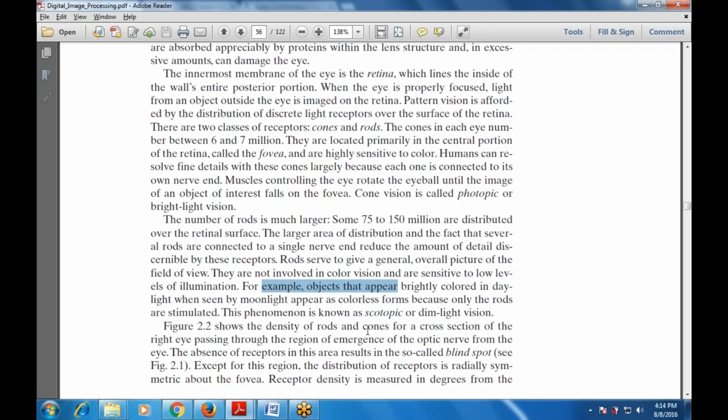For example, objects that appear brightly colored in daylight appear as colorless forms when seen by moonlight. So objects appear colored in daylight and colorless in moonlight because only the rods are stimulated, and this phenomenon is known as scotopic, or dim light, vision.